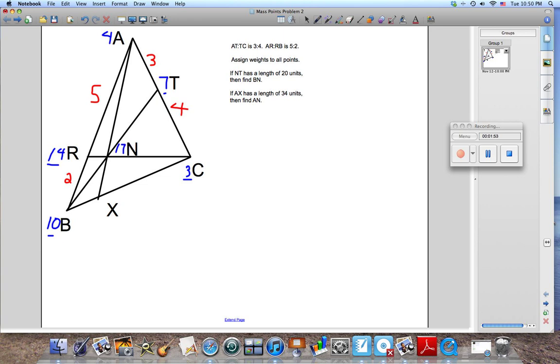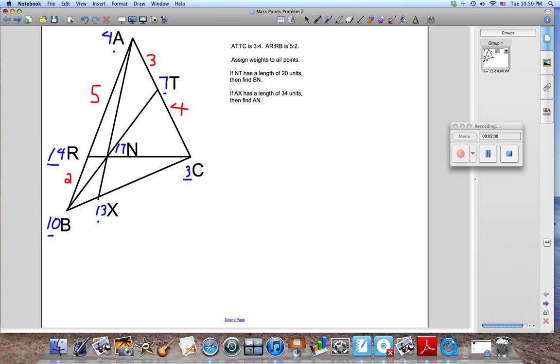And the coefficient or weight of x is going to be 13. Everything adds up to 17, the 13 and the 4. So now nt has a length of 20 units.